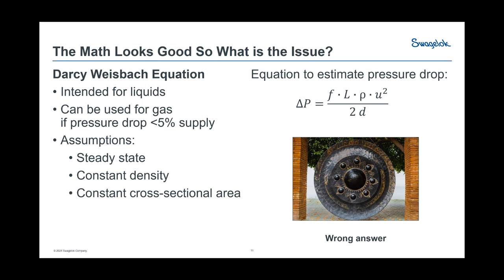So, sometimes the math looks good, but what's the real issue? Well, part of it comes into this too. The Darcy-Weisbach equation, which is used for pressure drop, is intended for liquids. And it can be used for gas if the pressure drop is less than 5% of the supply. But I just said that we're going to fill up a vehicle, and we're going to go from almost empty, let's say 10 bar, up to 875 bar. That's a lot more than 5%. And then it has some assumptions. It assumes steady state, constant density, and constant cross-sectional areas. None of those are in place in most of our systems. So when we use this formula, we don't get the right answer.